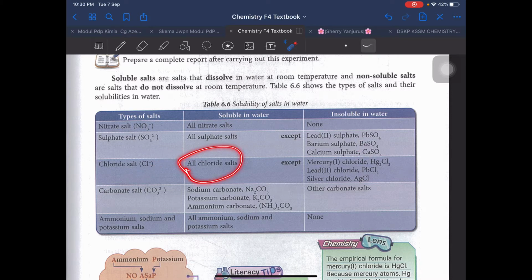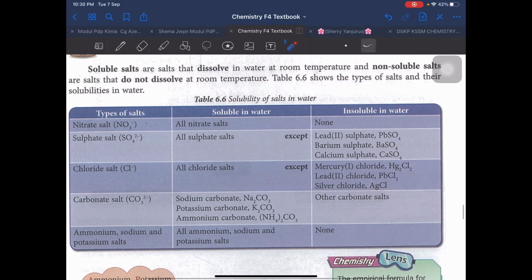Number 3, chloride salt. All chloride salts are soluble in water except there are 3. Number 1, mercury(I) chloride, formula is Hg2Cl2. Lead(II) chloride, PbCl2. Silver chloride, AgCl. So there are 3 types of chloride salt that are insoluble in water.